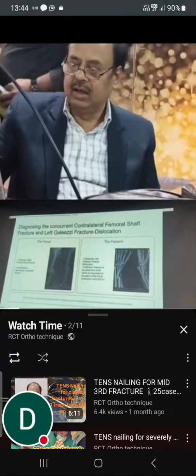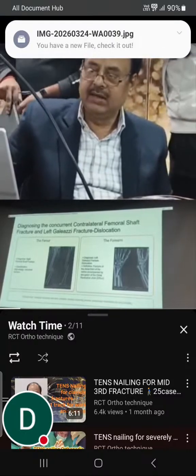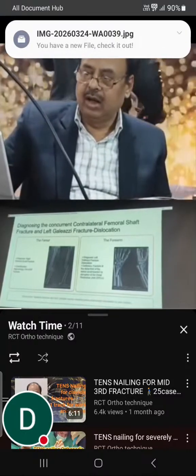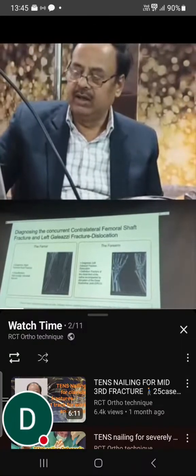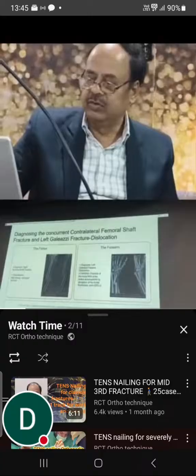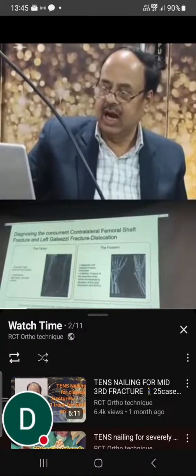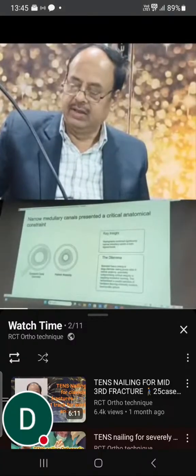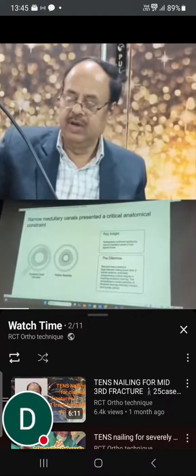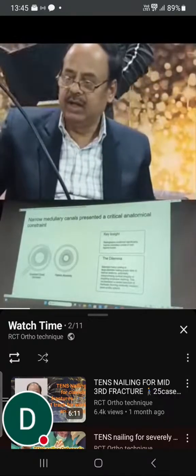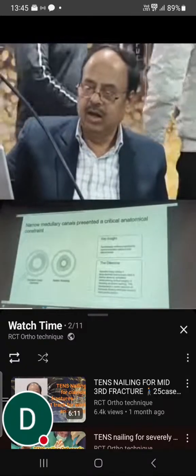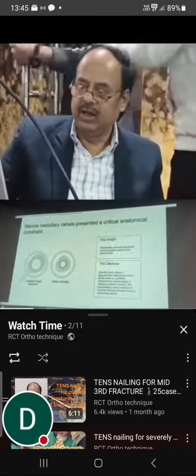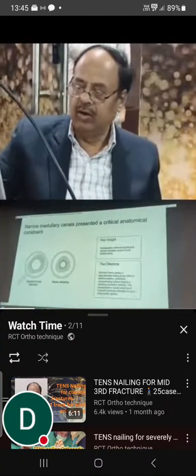And this is the X-ray of the femur, a shaft of femur mid-third fracture of a 17-year-old gentleman, and the forearm Galeazzi fracture, a severely displaced fracture. The inner canal was narrow, so the nailing was difficult. The standard treatment is nailing, and the ideal treatment for this Galeazzi fracture is plating.